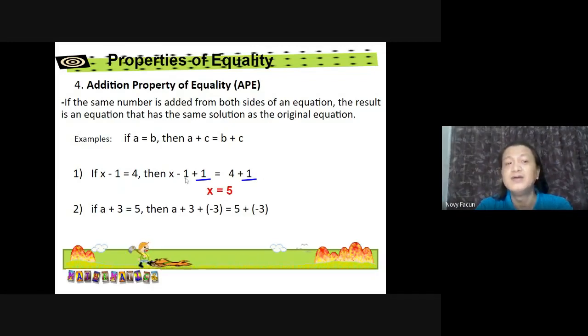Saan nagpunta yung negative 1? Na-cancel na po siya, kasi negative 1 plus 1 is the same as 1 minus 1. Ito naman, 4 plus 1 is 5. Kaya x equals 5 na siya.